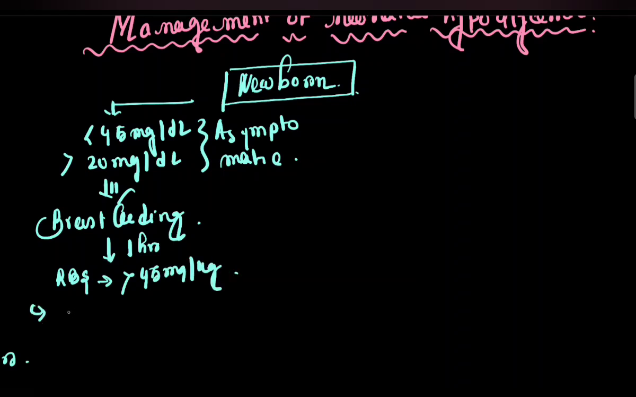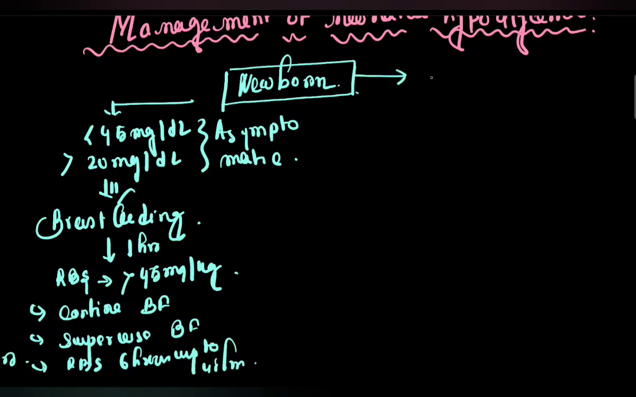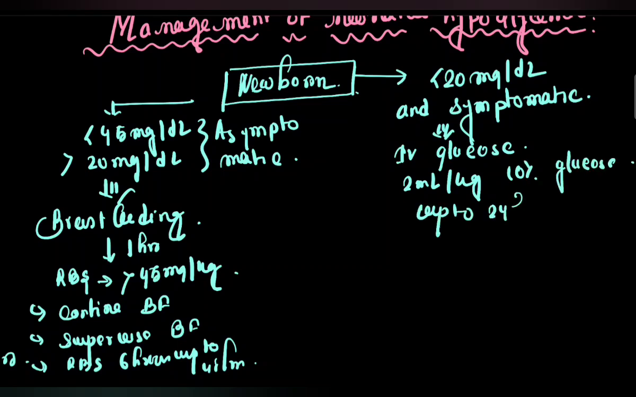in that case we advise the mother to continue breastfeeding. We also supervise breastfeeding, and we should monitor random blood glucose level 6 hourly up to 48 hours. But if the baby's blood glucose level is less than 20 mg per dl and the baby is symptomatic, in that case we give IV glucose, that is 2 ml per kg of 10% glucose, for up to 24 to 48 hours.